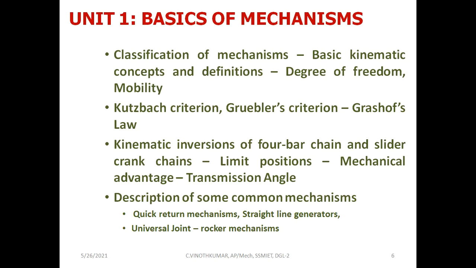First, classification of mechanisms and basic kinematic concepts and definitions, degree of freedom, mobility, next Kutzbach criterion and Grubler criterion, Grashof's law, kinematic inversions of 4-bar chain and slider crank chains, and limit positions, mechanical advantage, transmission angle, description of some common mechanisms. Examples are Crank rocker mechanism, straight line generators, universal joint, rocker mechanisms.